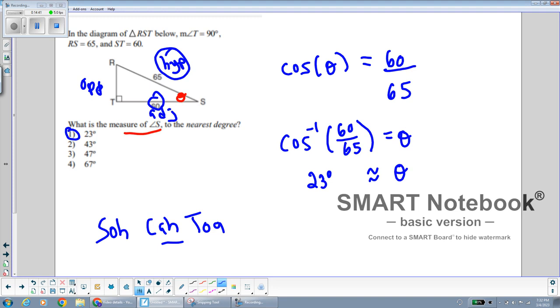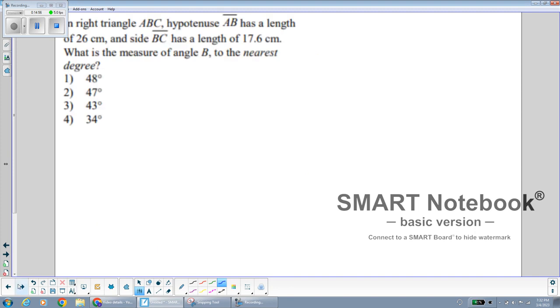Now, anytime you are solving for an angle using trig, inverse trig is how you are going to solve your trig ratio once it is set up. So if you're solving for a side, cross multiplication. If you're solving for an angle, you're going to solve using inverse trig. Let's do another example.